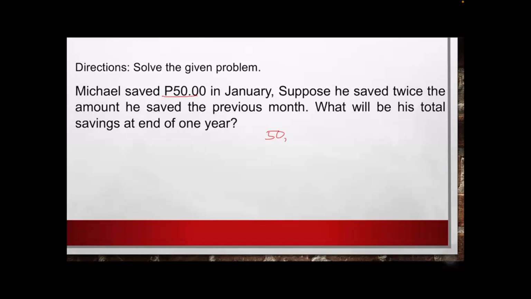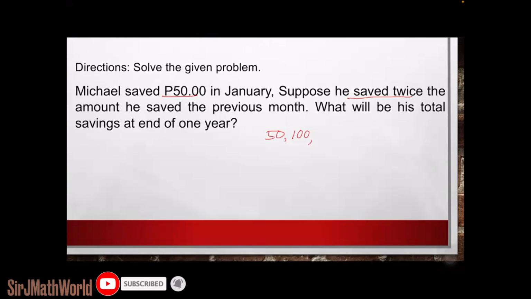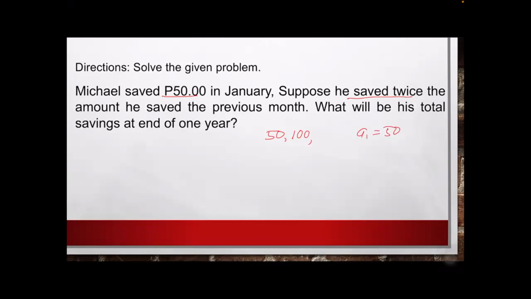What will be our next term? Anyone? Anyone guess? What will be our next term? Yes, kanila lang. Pero 100 po ba? Okay, that's 100 lang. Kasi yung iba, maging 150. So, 100 lang siya kasi he saved twice lang the amount saved from the previous month. So, yun po yun, 100. So, that is our A sub 2. Our A sub 1 is 50.